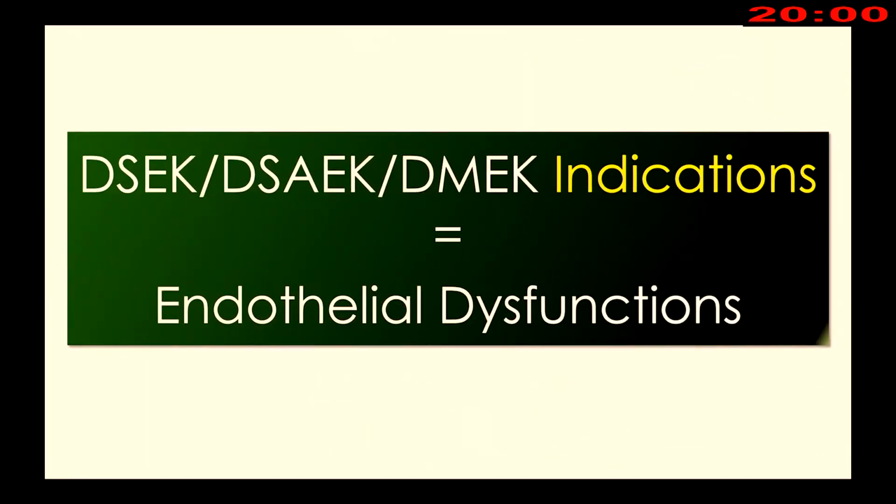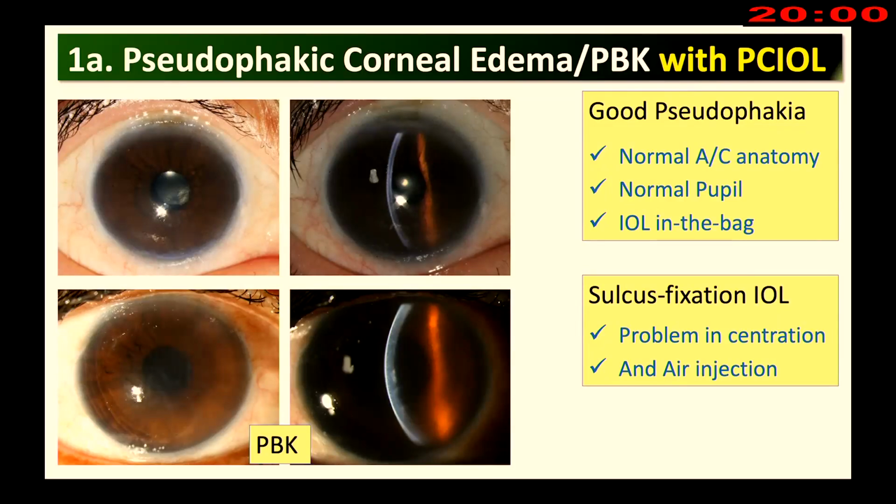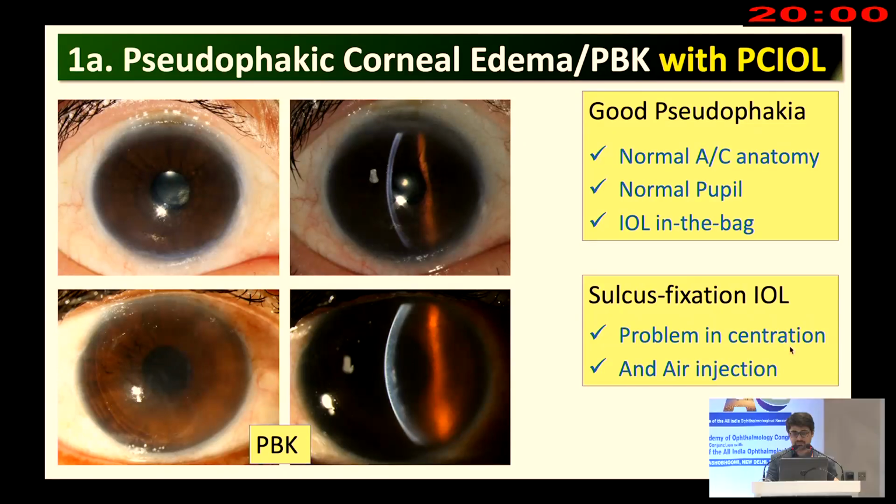So broadly speaking, any cornea where there is an endothelial dysfunction is a good candidate for these endothelial keratoplasty procedures. The commonest scenario that we see in our country is pseudophakic corneal edema and rarely some of the aphakic corneal edemas as well. If you're doing it in the early stage, these are good patients to start off your DMEK cases with.